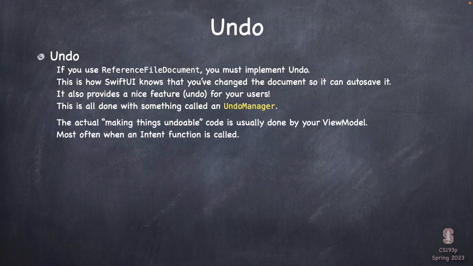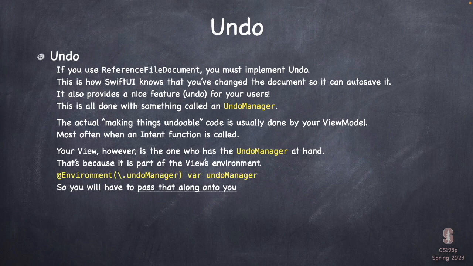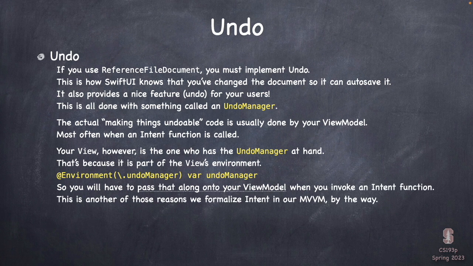This actually making things undoable, that code usually lives in your view model. And why do you think that is? Because that's where all your intents are. Right? You got your intents in your view model that say how the model gets changed, adding emojis, setting background. So that's where you're going to put the undo. Unfortunately, the UndoManager comes to you on the view side. And in fact, the UndoManager is just an @Environment variable. Remember, @Environment is not @EnvironmentObject, different thing. @Environment is just looking things up in that environment values place. And one of them is undoManager.